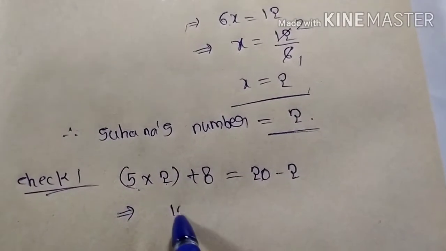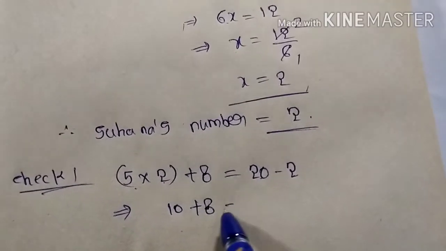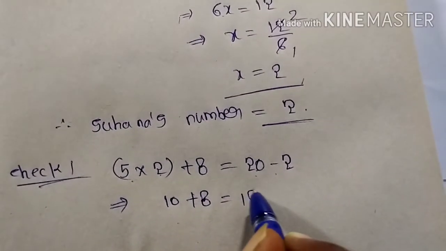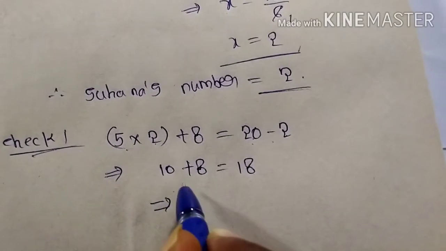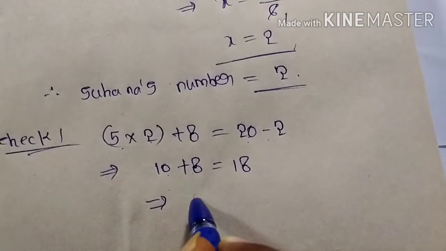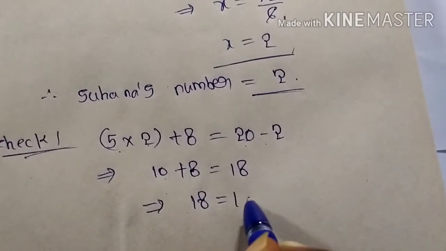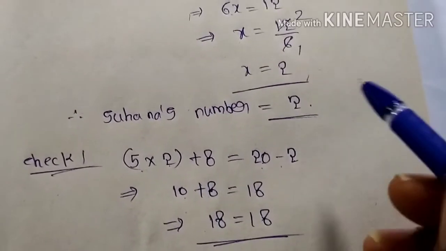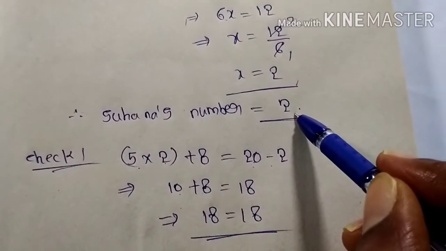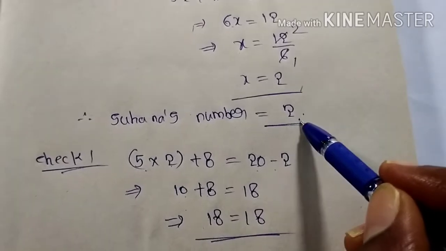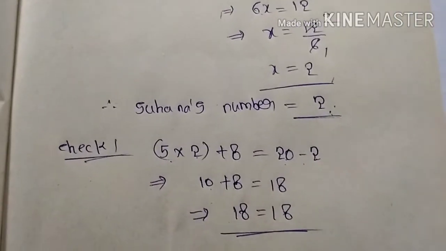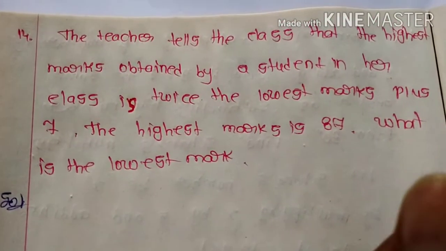5 2s are how much? 10. 10 plus 8 is equal. 20 minus 2 is how much? 18. On the left hand side, you get here how much? 10 plus 8 is how much? 18. 18 is equal to 18 or not? Yes. That means 2 is your correct answer. Suhana's number is here how much? 2 is your answer.